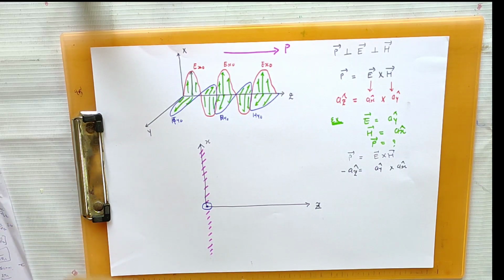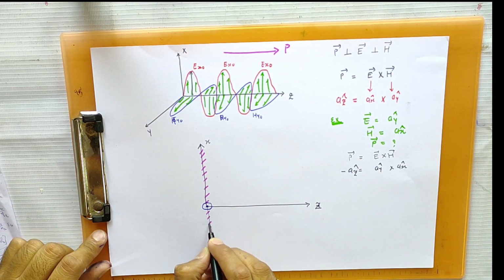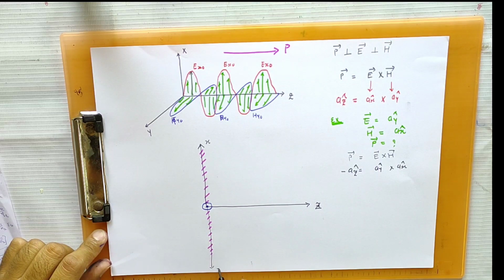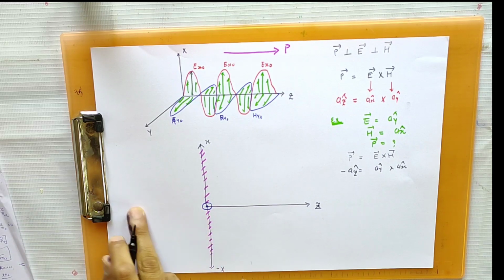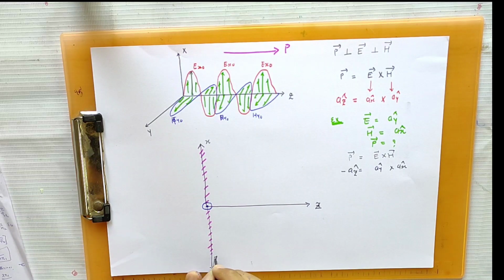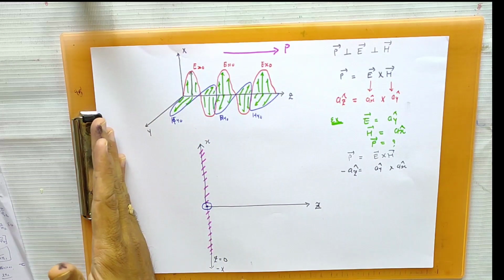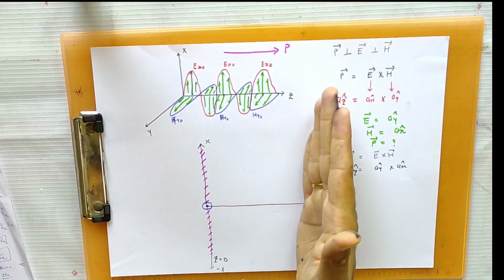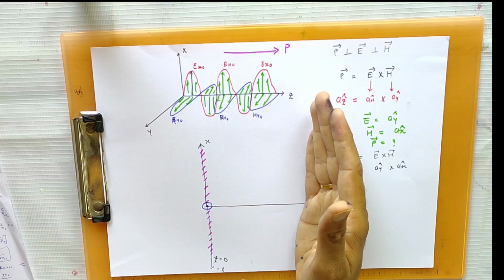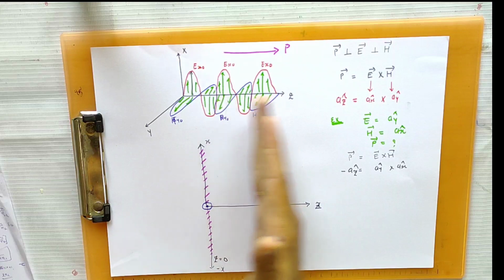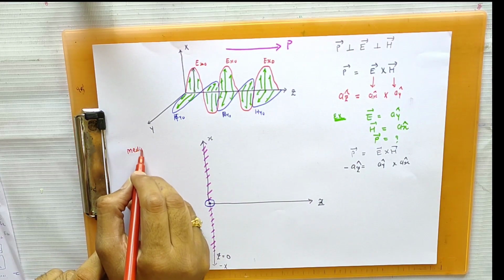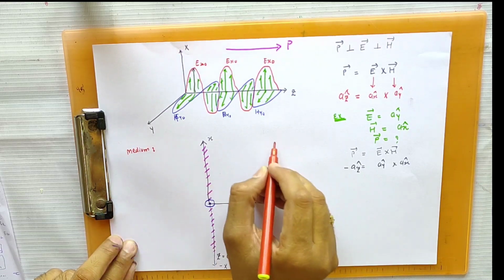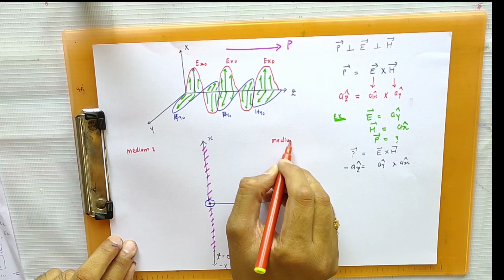Again, I have to draw one axis. This is the negative x-axis, and this is the minus z-axis, though there is no need to draw the minus z-axis. This plane is known as the Z equals 0 plane. This portion is negative Z and this portion is positive Z. So we can say this is my first medium, medium 1, and this is my second medium, medium 2.